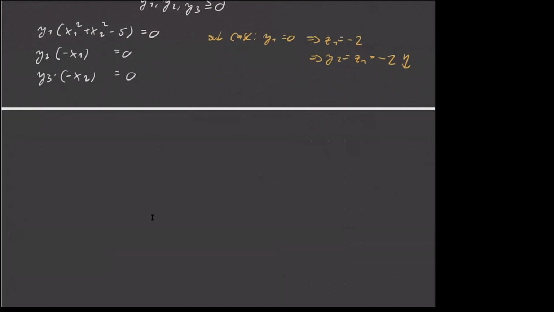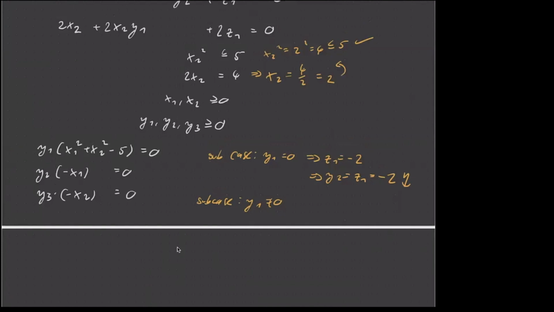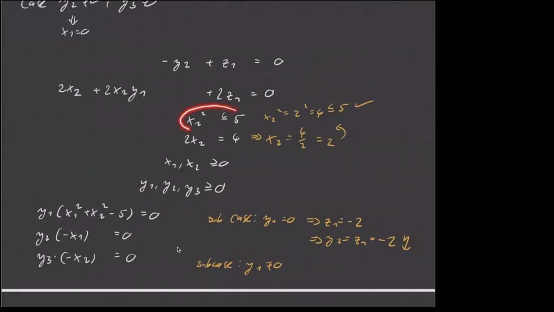And finally, subcase y1 is not 0. And well, if y1 is not 0, then that's the easier subcase even. By this condition here, we know that this here has to be fulfilled at equality. This has already been simplified. It's this condition here. So that means x2 squared has to be equal to 5. And we already know x2 squared is 4, so it's not equal to 5. So again, a contradiction.